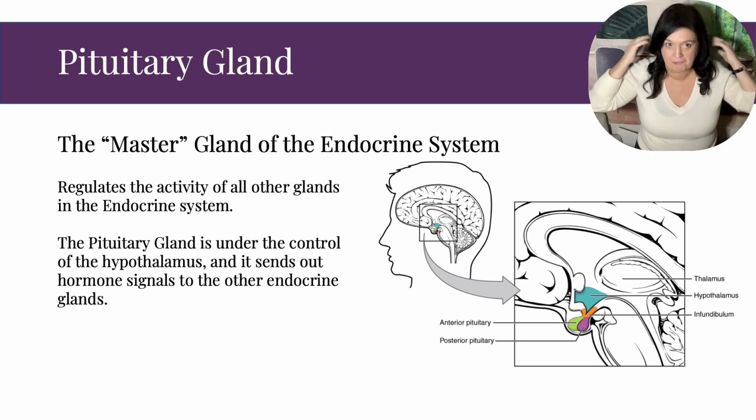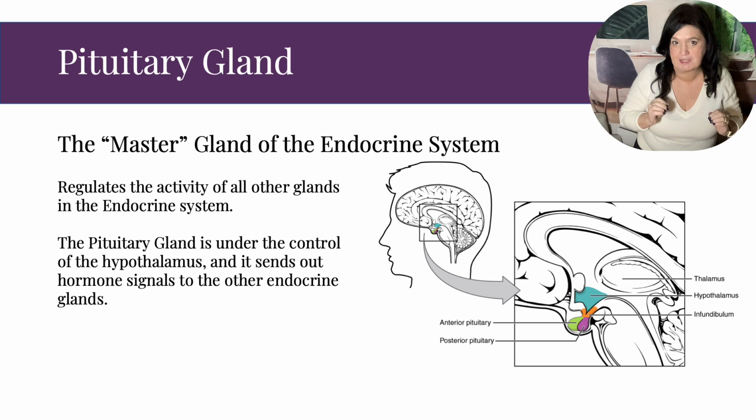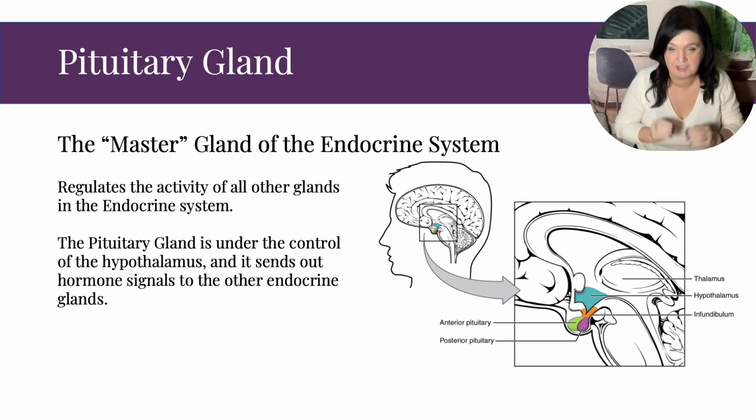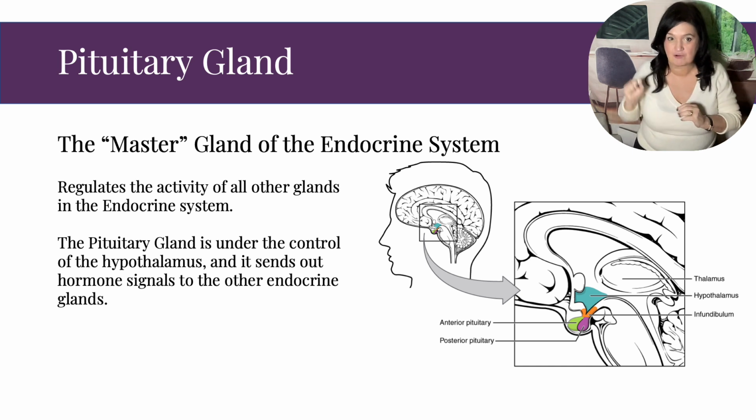All right, so let's talk about this pituitary gland here, which is in your brain, deep inside, right? It's your master gland of the endocrine system. And I gave you a kind of zoomed in picture here of where it is and what it regulates. Okay? The activity of all other glands in the endocrine system is under the control of the hypothalamus. Okay? The hypothalamus being part of the brain, which is part of the nervous system. So what it really is, is the link between the two systems. So the pituitary gland sends out a hormonal signal to the endocrine glands, letting them know, hey, you need to do your job now, all right?